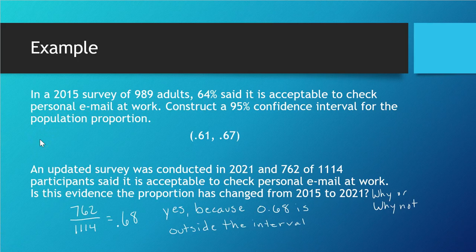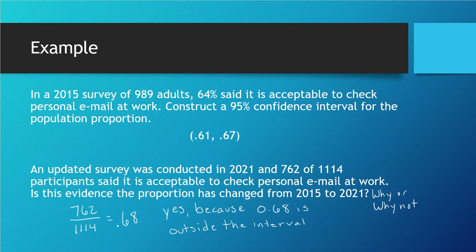All right, so if we find this percentage, 762 over 1114 is 0.68 or 68%. Okay, we got 64% as our original one in 2015. So that looks like a big jump. And then we look at our interval and 0.68 is outside of our confidence interval. So yes, we do have evidence that the proportion has changed because our sample is completely outside of the confidence interval.